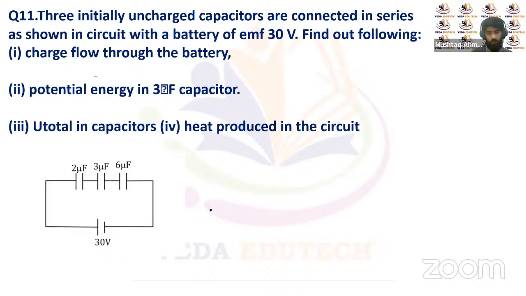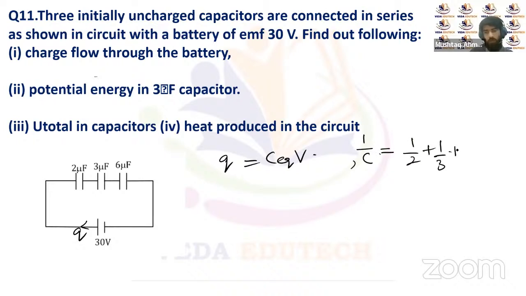Now the total charge flown through this battery is Q. That will be the equivalent capacitance of these capacitors multiplied by the potential supplied by this battery, or EMF of the battery. The equivalent capacitance: 1 upon C equivalent will be equal to 1 upon 2 plus 1 upon 3 plus 1 upon 6. So from here C equivalent will be equal to 1 microfarad.